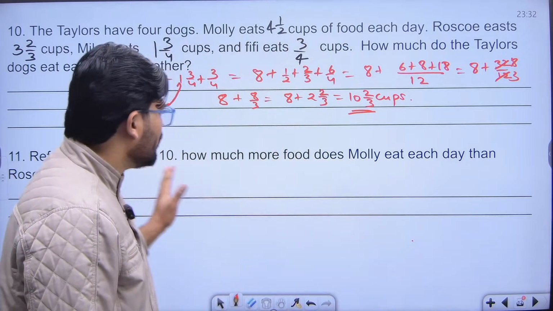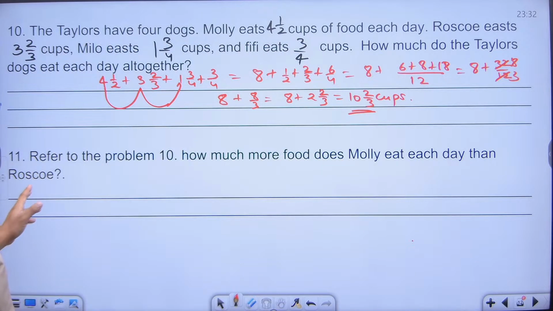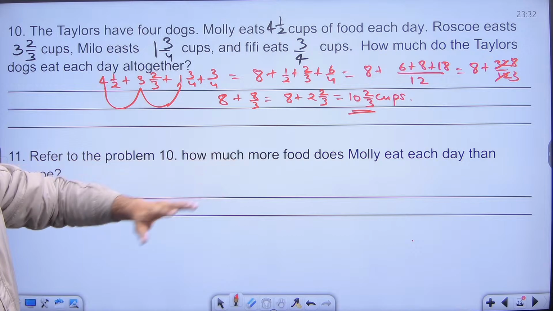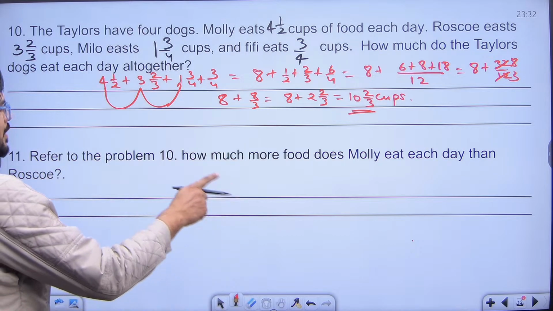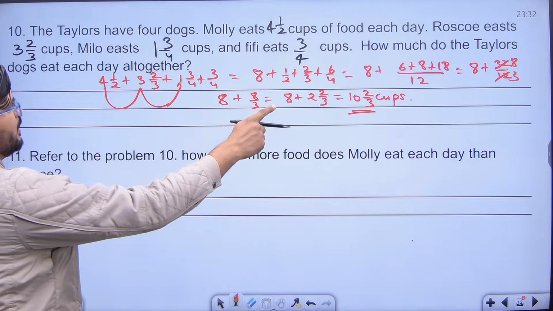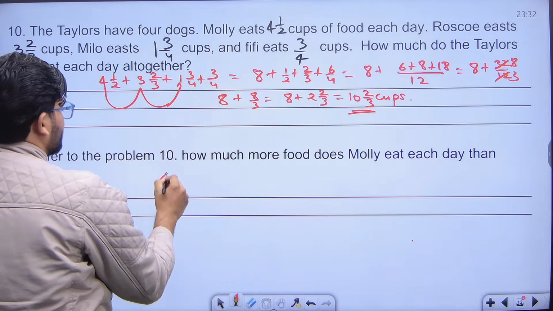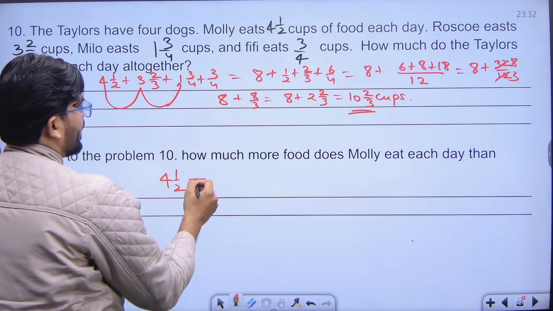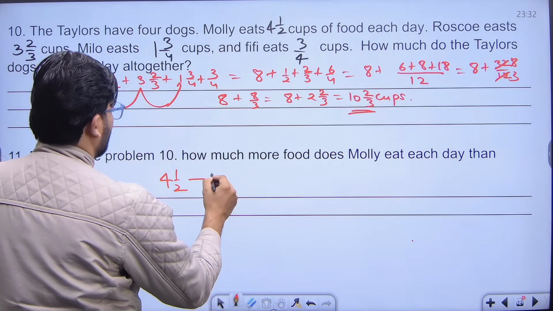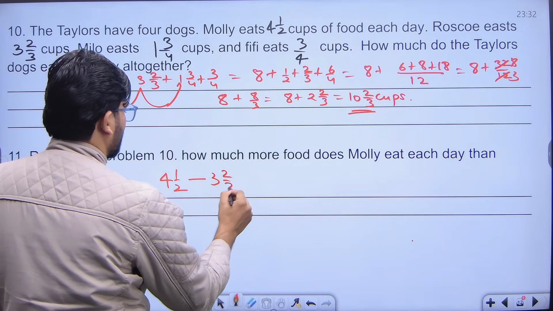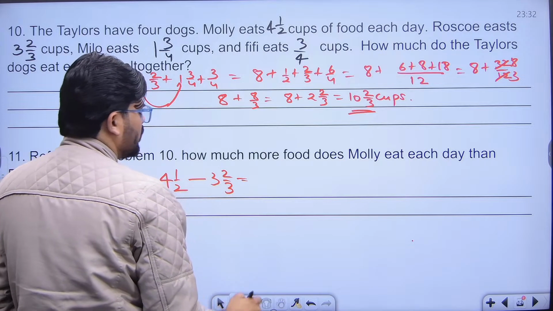Okay, just for the homework I am doing this. Refer to problem 10. How much more food does Molly eat each day than Roscoe? That means you have to subtract Roscoe's food from Molly's. So Molly ate how much? She ate 4 1/2 minus Roscoe's 3 2/3. So 4 minus 3 is how much? 4 minus 3 is 1.